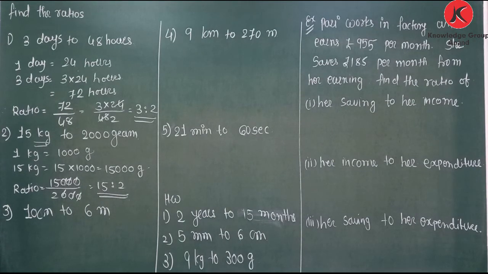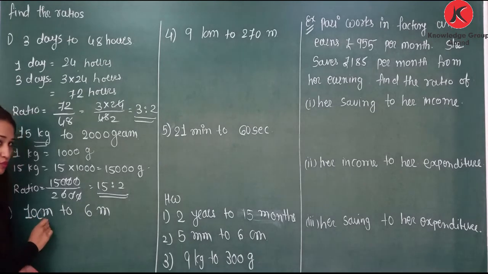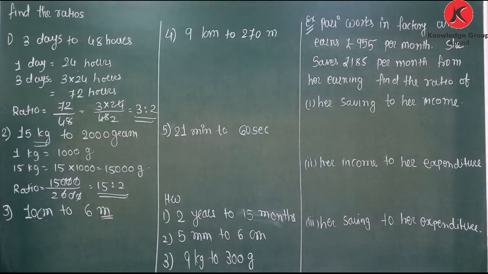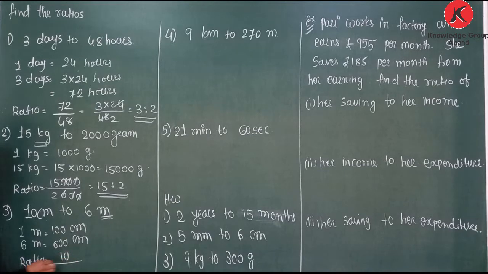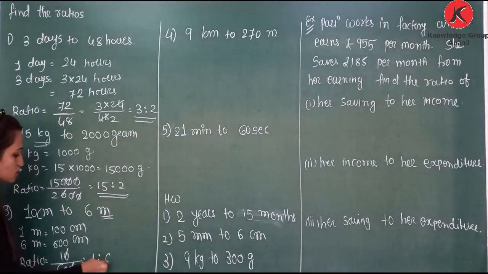Next one, 10 centimeter to 6 meter. Convert this centimeter into meter or meter to centimeter. We will convert meter to centimeter. So 1 meter is equal to 100 centimeter. So 6 meter is equal to 600 centimeter. So the ratio is 10 centimeter divided by 600 centimeter. So that is 1 is to 6.